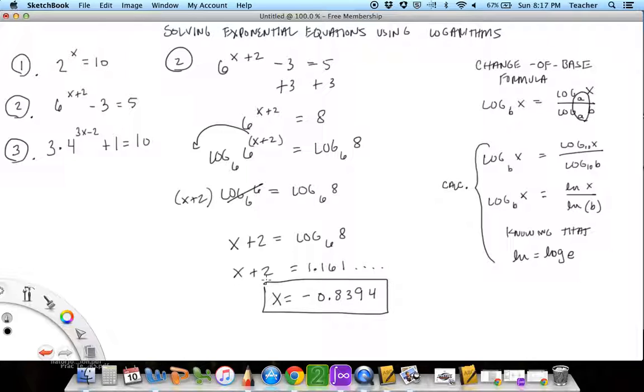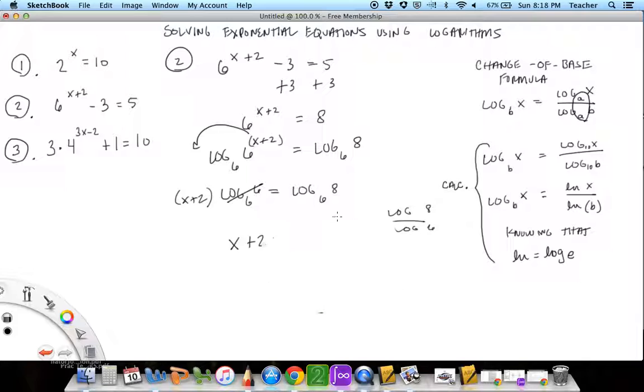Okay, so I encourage you to go through that problem on your own and just make sure you're getting the gist of it. Typing in your calculator, you're going to put log 8 divided by log 6. I keep saying base. It's log 8 divided by log 6, meaning this is log base 10. You could also use ln, and you'll get the exact same answer.